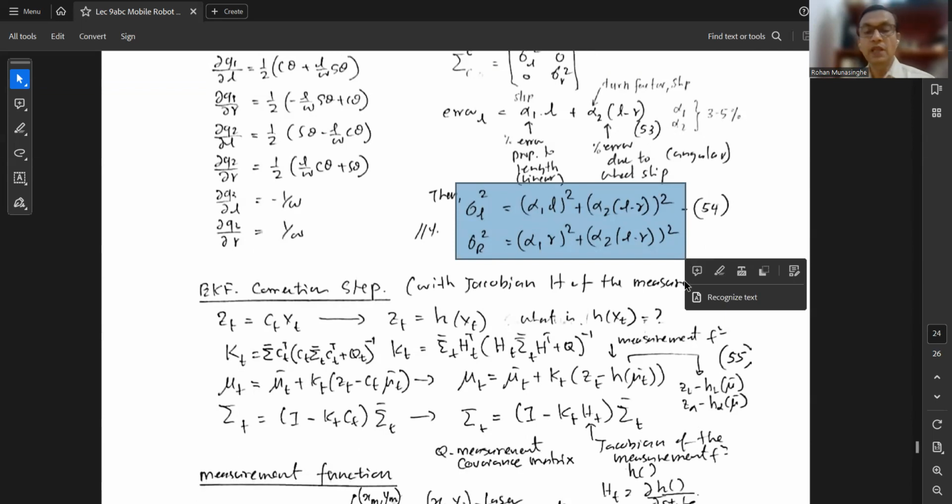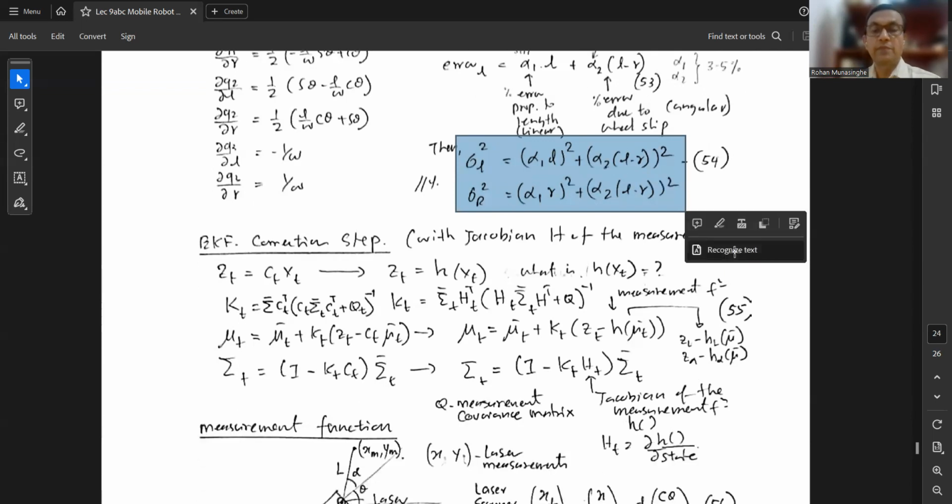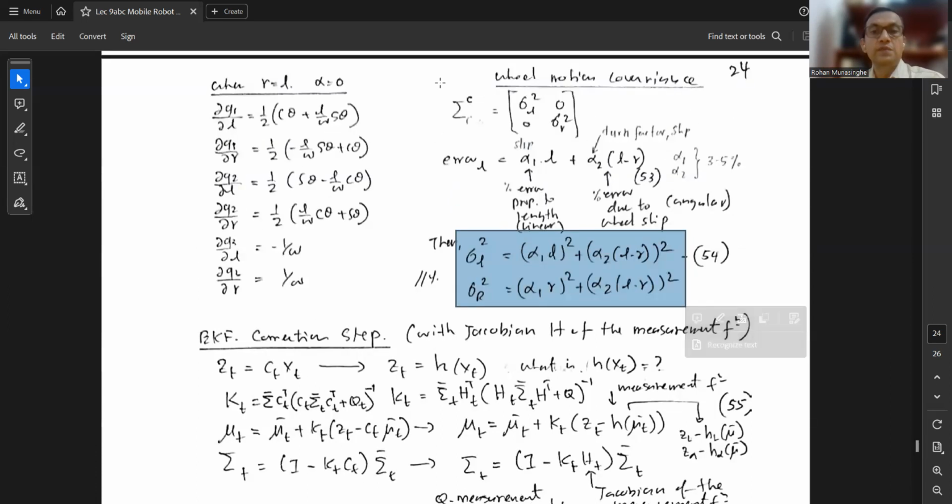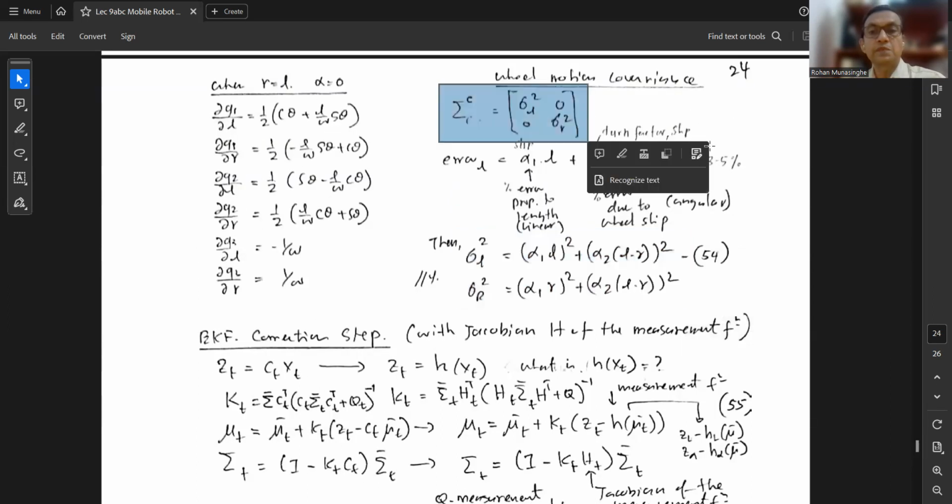Equation 54. You can practically do this and calculate sigma L square, sigma R square, and it's going to be a constant. So it's a one-time thing. You need it upfront. Before you can execute the recursive loop, you need to calculate sigma C, this one.